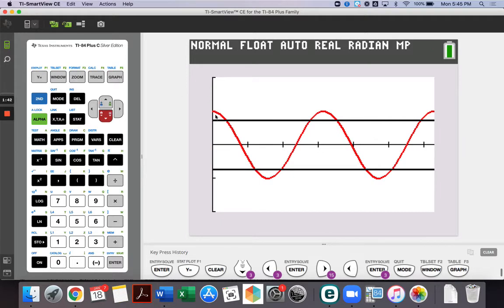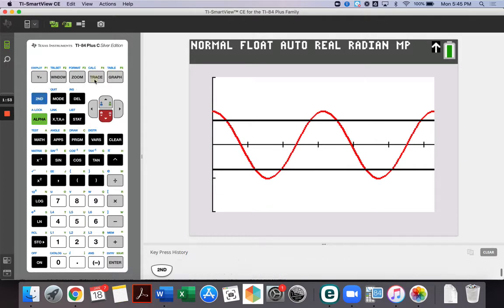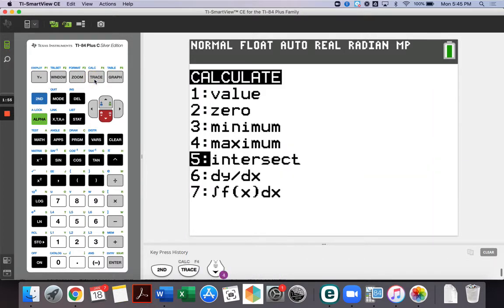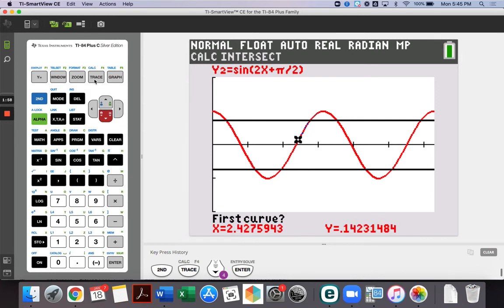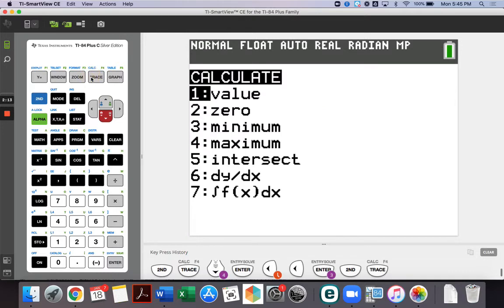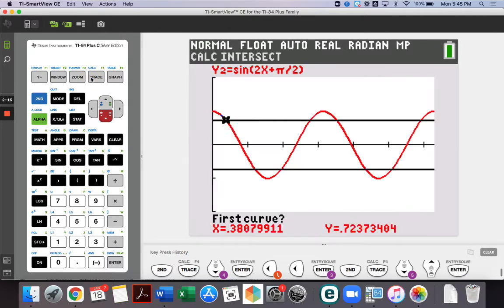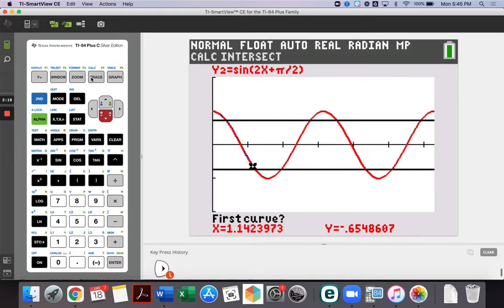And you can see our sine graph is here in red, and then our positive and negative 0.731 have also been graphed. So if I wanted to solve this, I would second calc, and I'm looking for intersections. And what I'm going to do is I'm going to find the first 4 intersections. You can see we have one here at 0.3755 or 0.38. We can find another intersection down here towards the bottom of our graph.